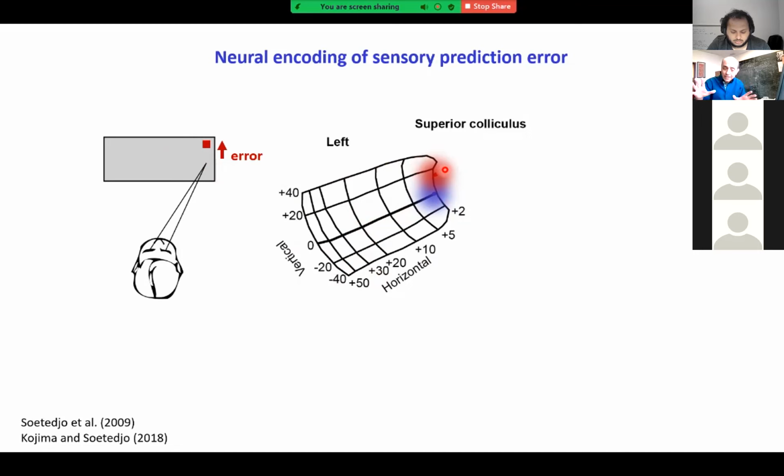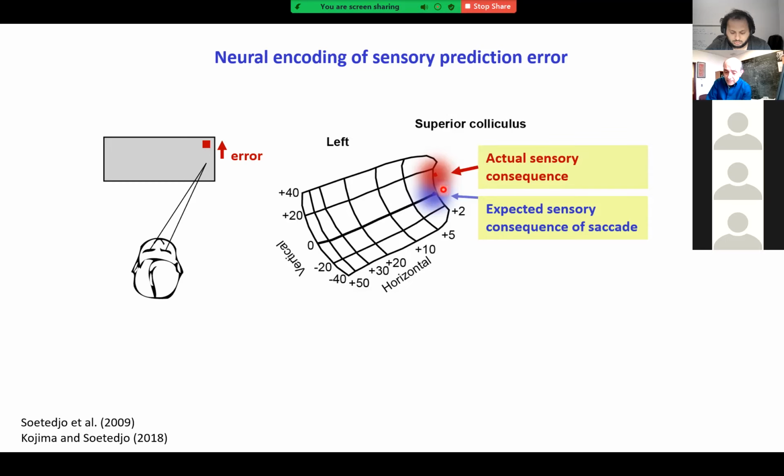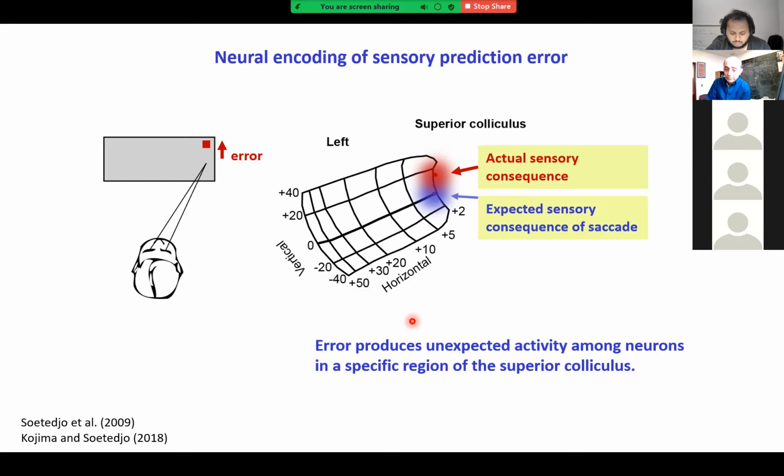So I'm describing the visual map of space as if there were light on the fovea, which causes activity on specific parts of the colliculus. If I'm expecting at the end of my saccade that the stimulus should be on the fovea, which means the activity should be here, it's actually here. The difference between those two is what's called an error. So the activity is not where it should be. Error produces unexpected activity among specific neurons in the specific part of the superior colliculus.